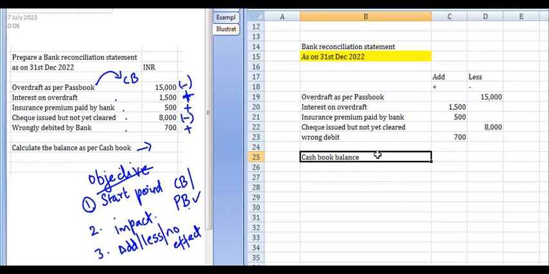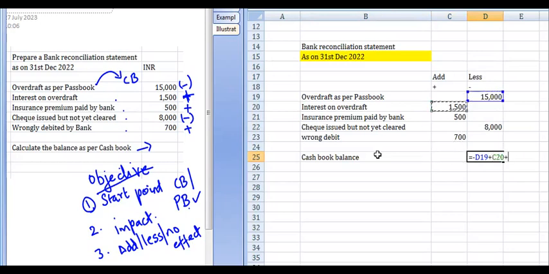There are much more complicated problems. Maybe I'll come up with a separate video with some complications in it. We will solve a bank reconciliation problem with these small intricacies separately in detail. So let us arrive at the cash book balance. We will just give the impact for this. As per cash book, the overdraft balance is 20,300. But as per passbook, it is 15,000. But actually, the balance as per the cash book is 20,300.